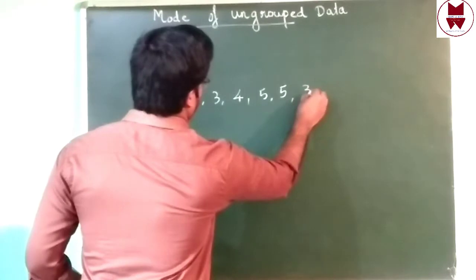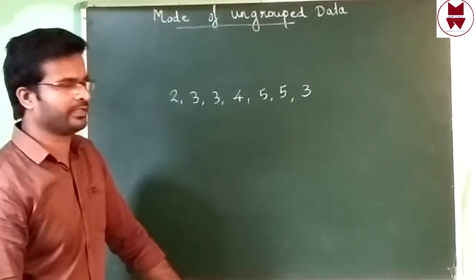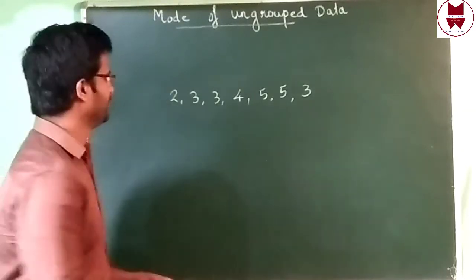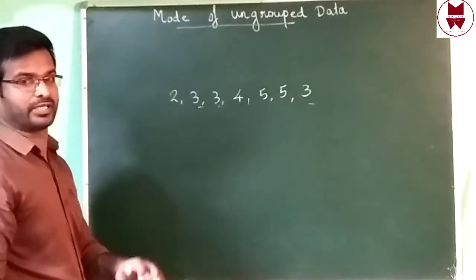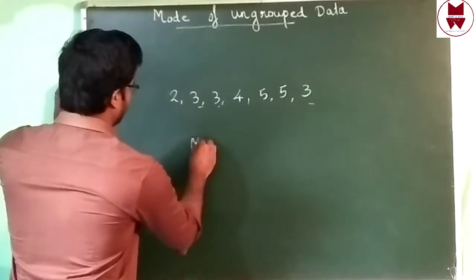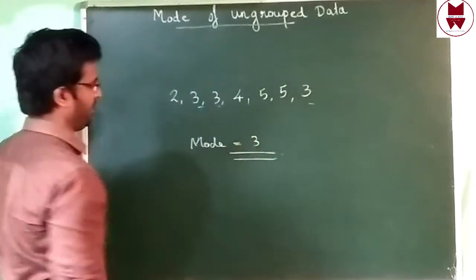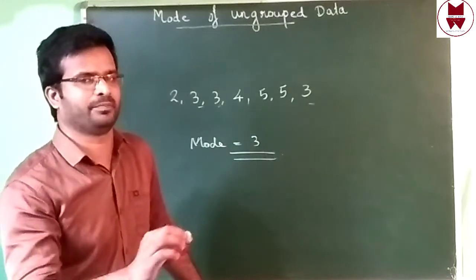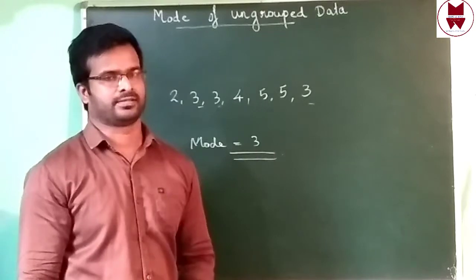Then again 3. I have written some numbers here. What is mode? It is the number repeated the most times. Here, 3 is repeated 3 times, isn't it? That means we can directly write mode equal to 3. The number that is repeated more times is known as mode. These things were already studied in class 9.